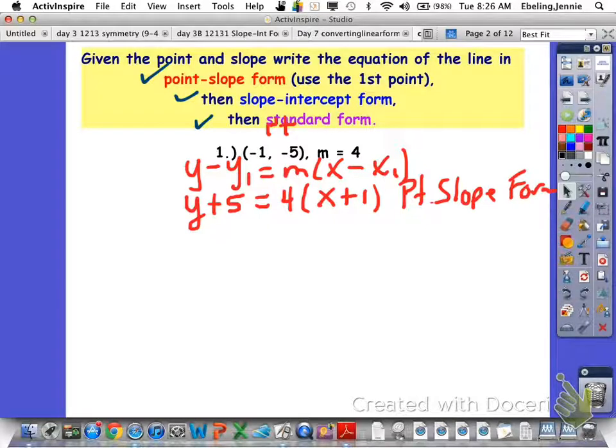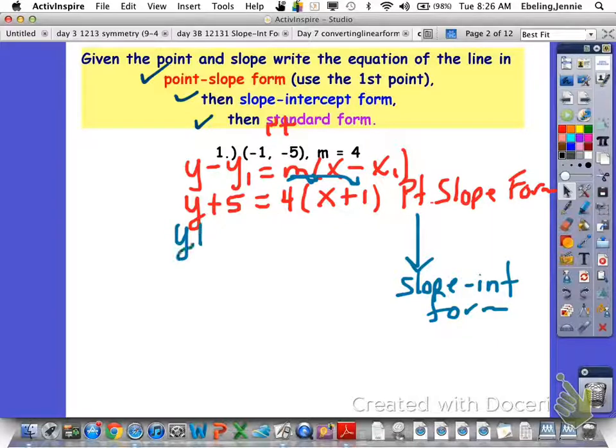The second form I want is slope-intercept form. So to get slope-intercept form, remember that's y equals mx plus b. I have to get the y by itself. To get the y by itself, I need to get rid of these parentheses first. So I need to use some distributive property. So I have y plus 5 is equal to 4x plus 4. Okay, so I got rid of the parentheses.